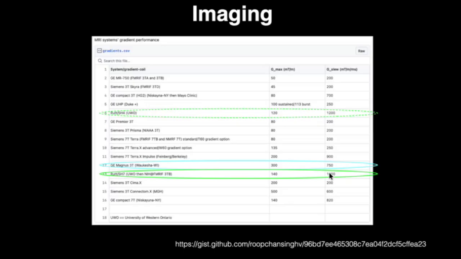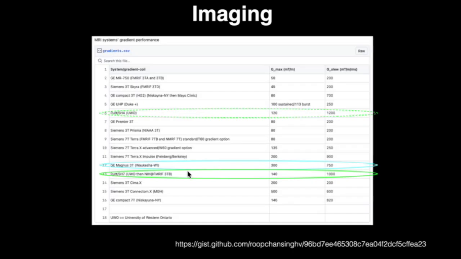These are some of the trade-offs gradient designers make when they are optimizing their systems. The technical term slew just means switching. So the question is, what does slew rate mean? It means how fast the fields can switch.